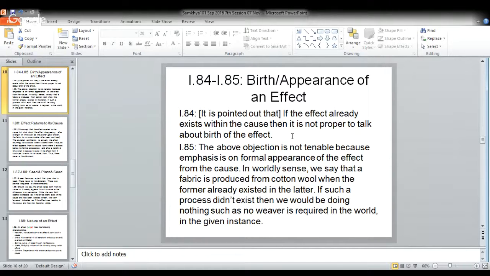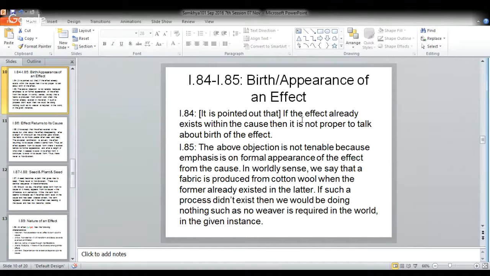Now when he has said that effect is already in the cause, the layperson is raising a doubt. If you say effect is already in the cause, then why do we make an effect? Why do we make all kinds of effort to bring out the effect from the cause? So that's what the doubt is being raised in 1.84.